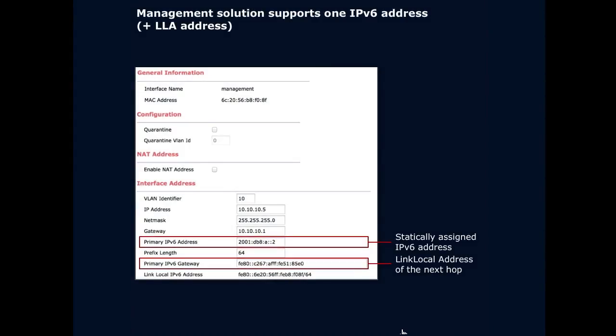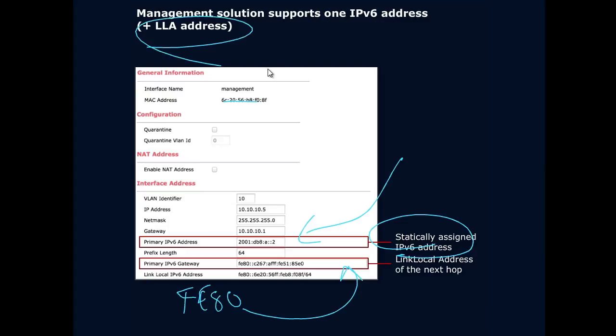So first off, notice that we have our management interface here. We have the ability to have a statically assigned IPv6 primary address, and the link local address of our next hop will go in our primary IPv6 gateway. How do I know a link local address when I see one? FE80. When I see an FE80 address, I know that's link local. So our primary IPv6 gateway is the link local address of our next hop. How do we get out? That's it. You can see here it says plus link local address.